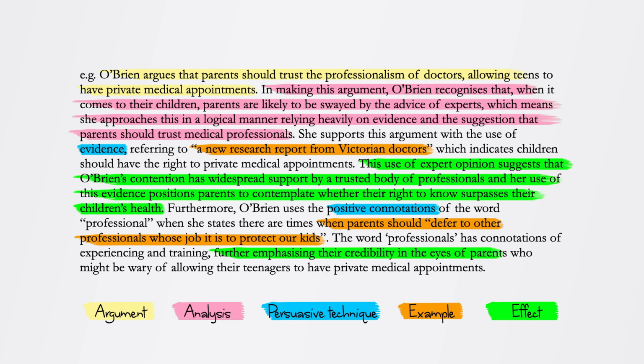The secret with these paragraphs is to clearly identify the argument, discuss how the argument's presented, and then dive into the language choices and persuasive devices that support that argument. It might seem like a lot at first, but you'll pretty soon get used to this structure after you've used it a few times.